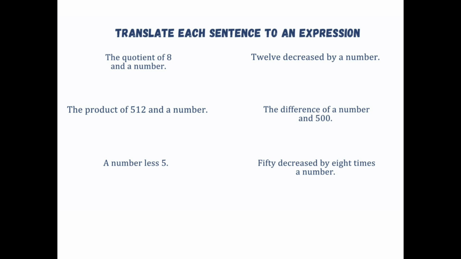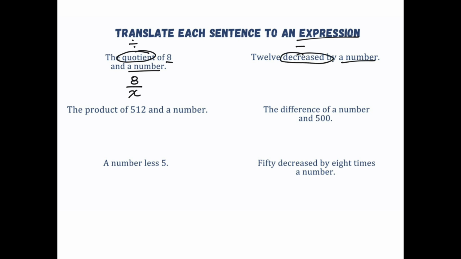Next up, we're going to translate each sentence into an expression. So we're looking for key words here and trying to remember the order those words tell us to put the numbers in. So the first one is the quotient of 8 and a number. So quotient means we're dividing, and when it's written in this order, we're going to divide 8 divided by any number you want. I like to choose x. Now, the algebraic way to write this is as a fraction.